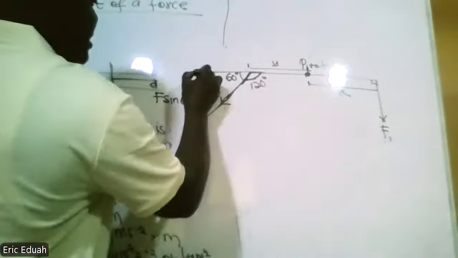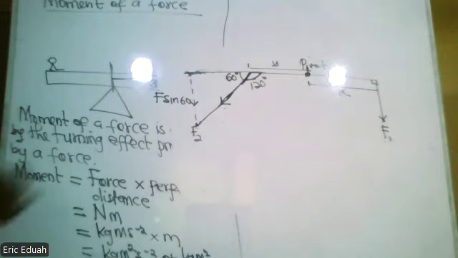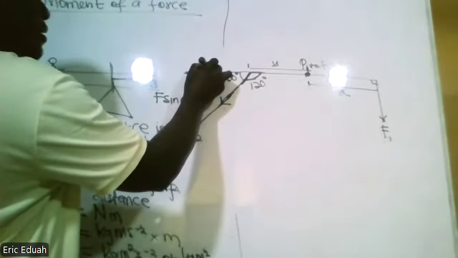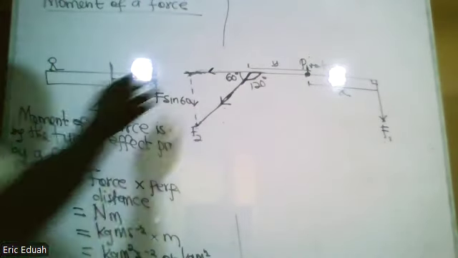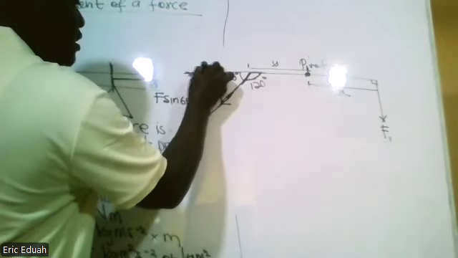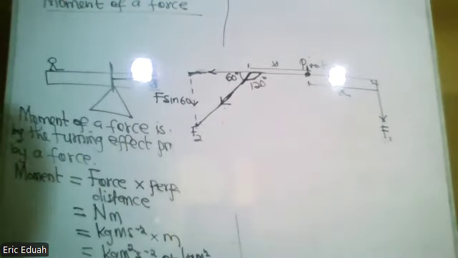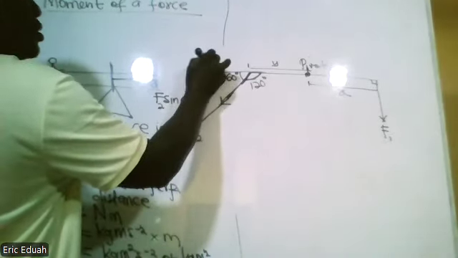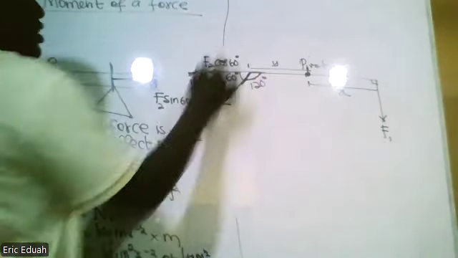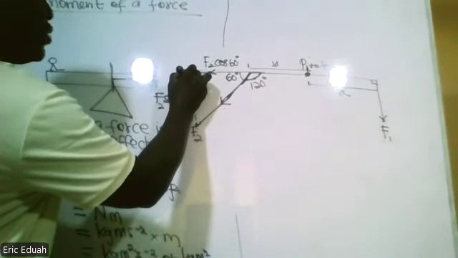Then the horizontal component. What's the horizontal component? Mamiya, what's the horizontal component of this force? Oh, let's be quick with our view. So this is F2 cos 60 degrees.